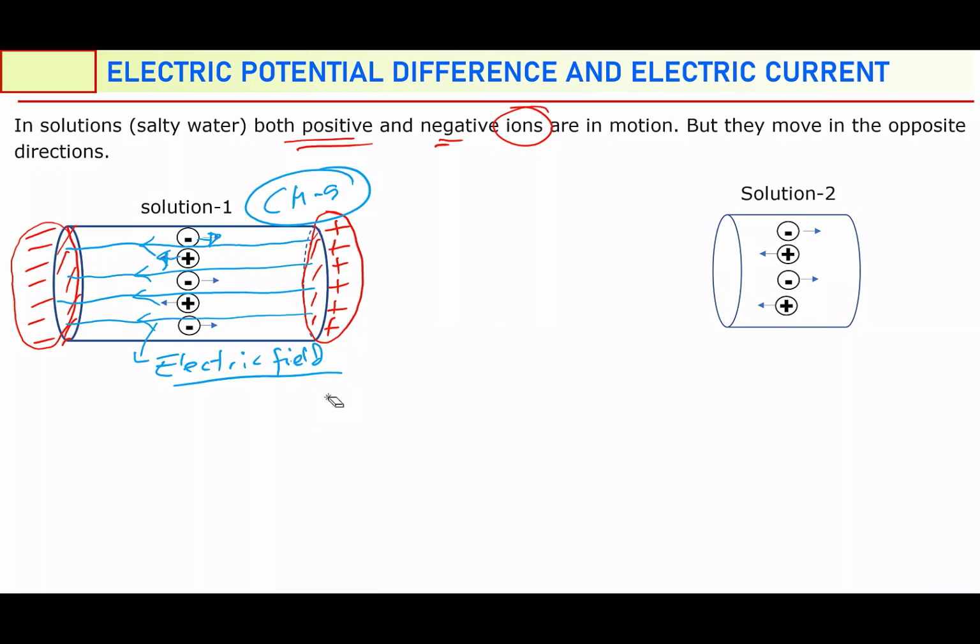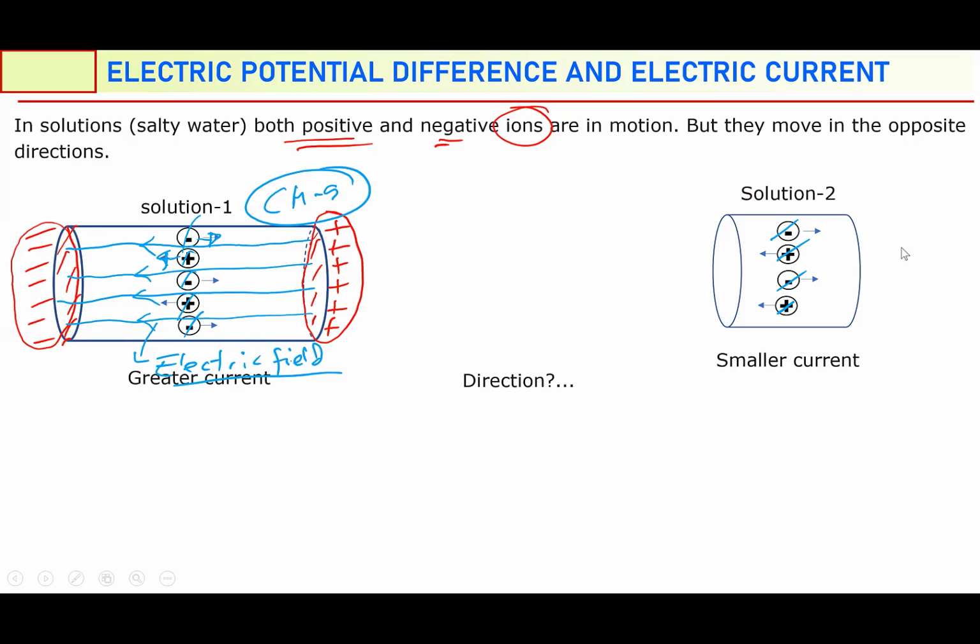No answer? First solution, of course, because there are 1, 2, 3, 4 more charges in motion. In the second one, 1, 2, 3, 4 charges are in motion. That's why the first solution will have a greater electric current. The second solution will have a smaller electric current.